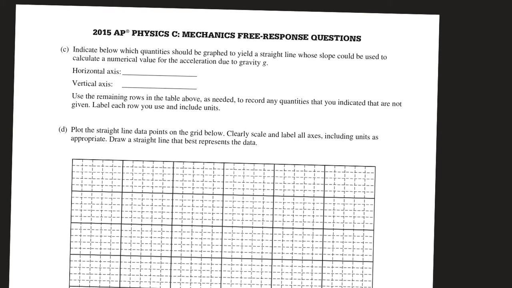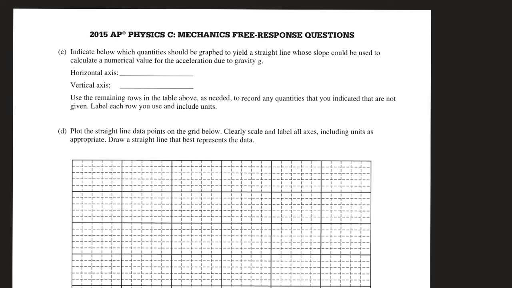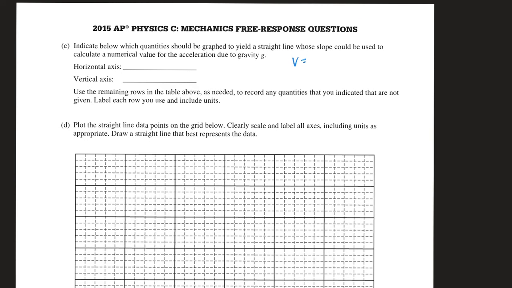Indicate below which quantities should be graphed to yield a straight line whose slope could be used to calculate a numerical value for the acceleration due to gravity. So remember, our velocity was equal to the square root of 3gL. Now, this isn't a question that has to do with rotational motion or energy or torque or anything like that. It's not even a moment of inertia question. It's a lab question, and it's one that involves linearization of data. You have two methods for linearization. This one seems like the right method to use: solve for your variable.